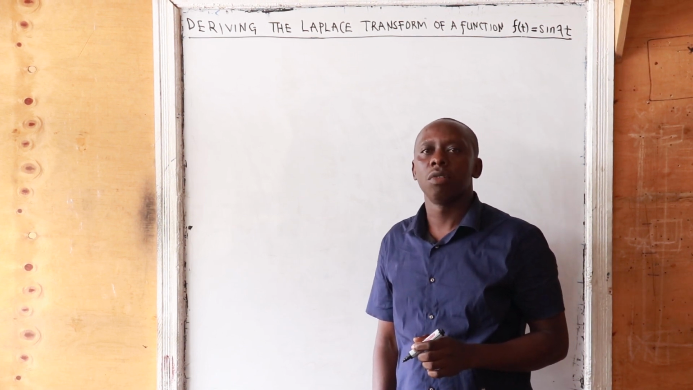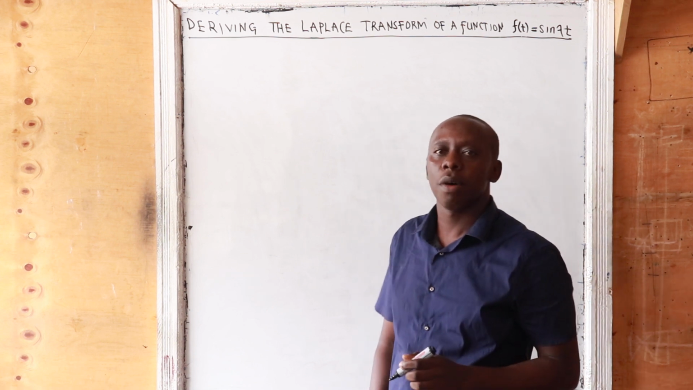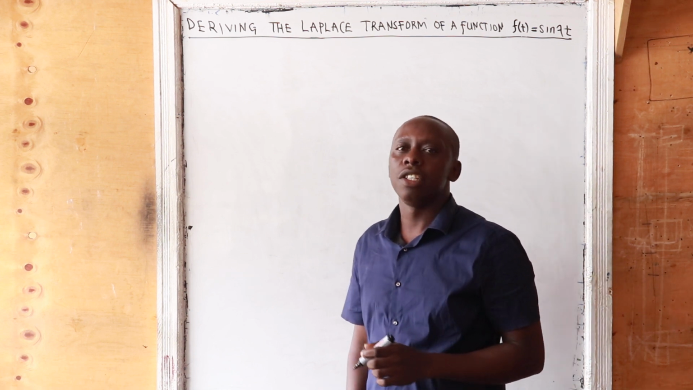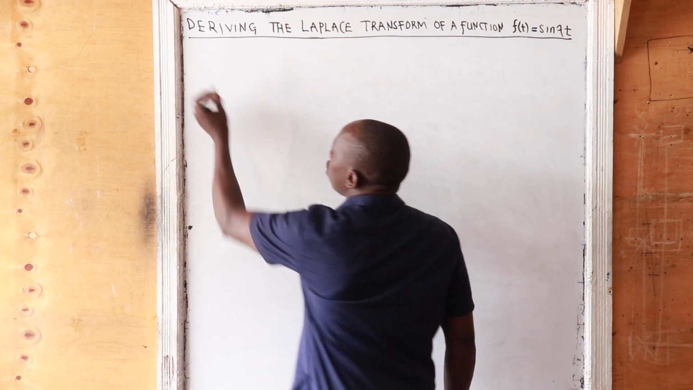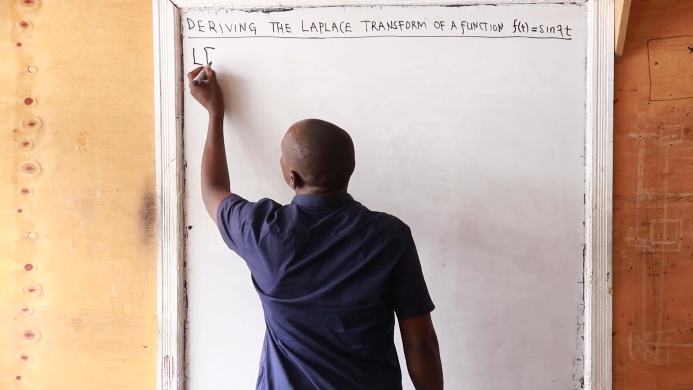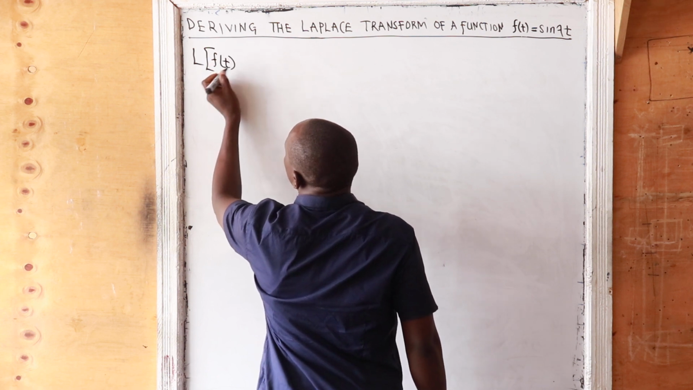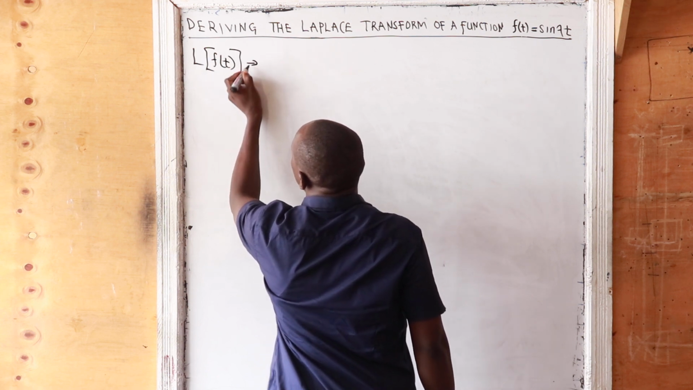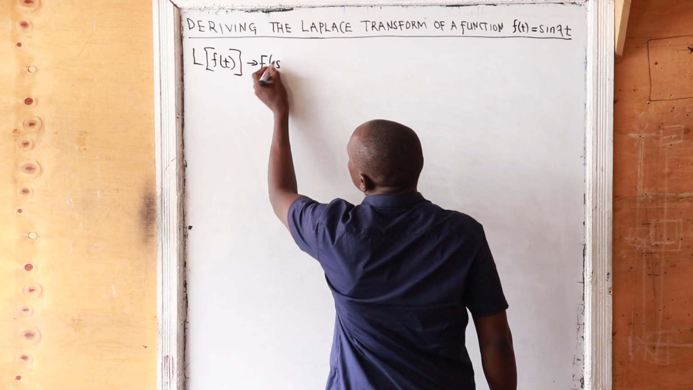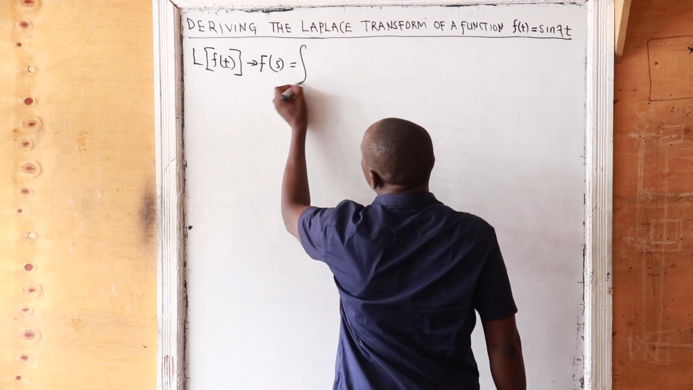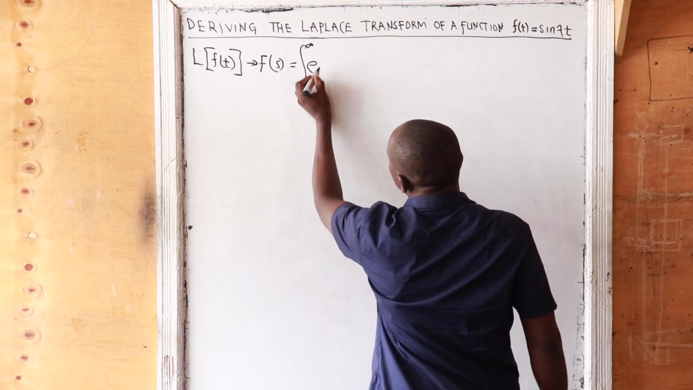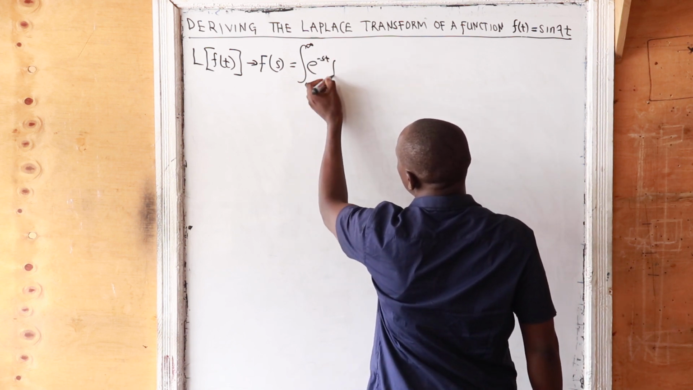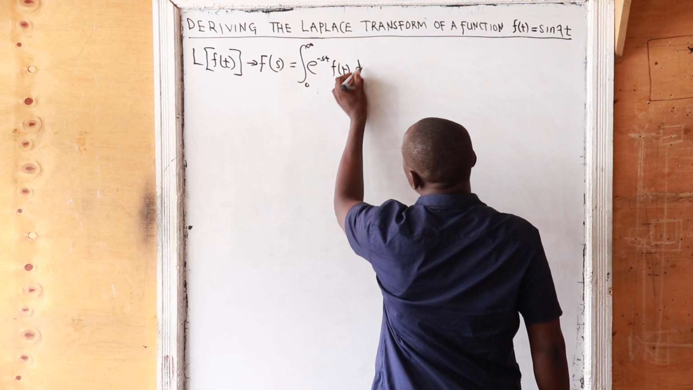Hello learners, today we are going to derive the Laplace transform of a function f of t equals sin lambda t. We know that Laplace transform transforms a function f of t into a completely different function capital F of s, which is given by the integration from infinity to 0 of exponential minus st f of t with respect to t.